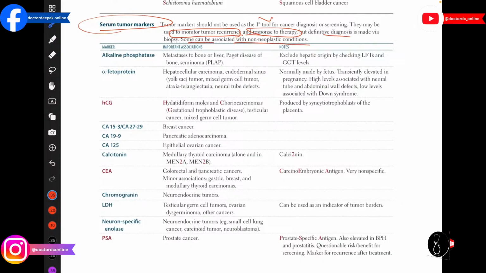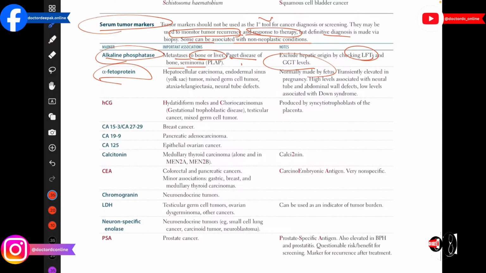Some can be associated with non-neoplastic conditions, and these are some tumor markers like alkaline phosphatase. Alkaline phosphatase can indicate metastasis to the bone or liver. Any cancer can metastasize to bone or liver, and it may also be Paget disease of bone and seminoma. Secondly, a few ways to check LFTs: if LFTs are normal, and GGT values, gamma-glutamyl transferase values, are normal, then you can exclude a hepatic origin. Then you can say this is not a liver disease; it can be a bone disease, Paget disease of bone, or seminoma. Second, alpha-fetoprotein.